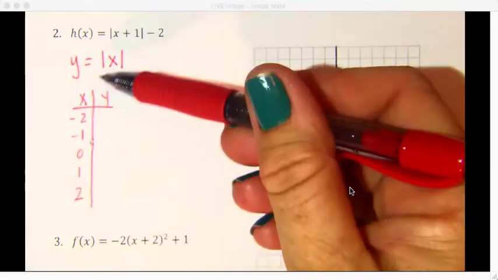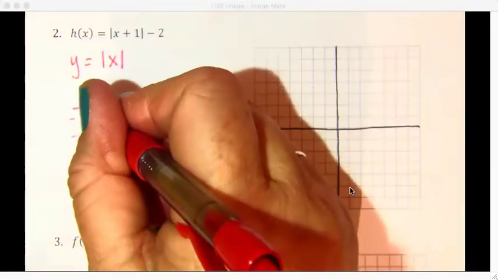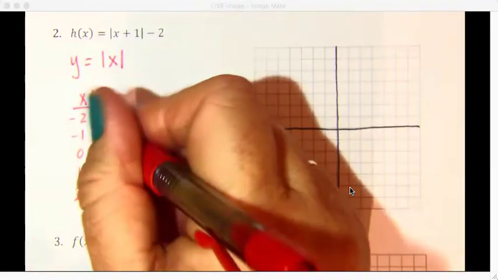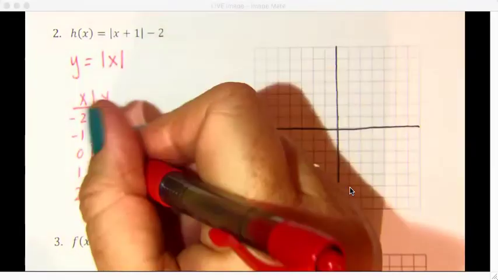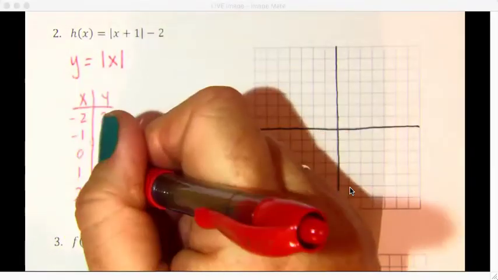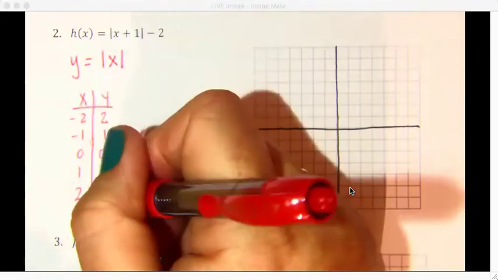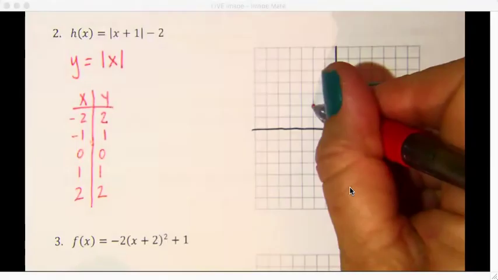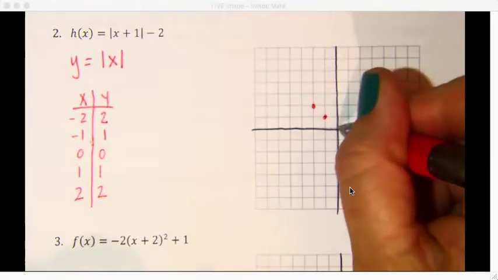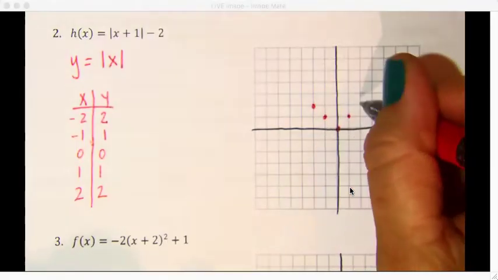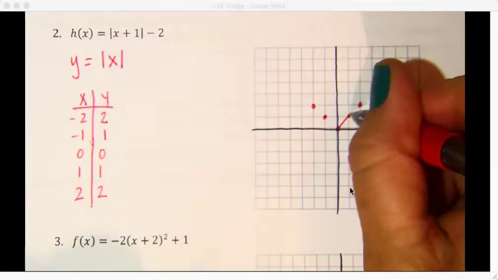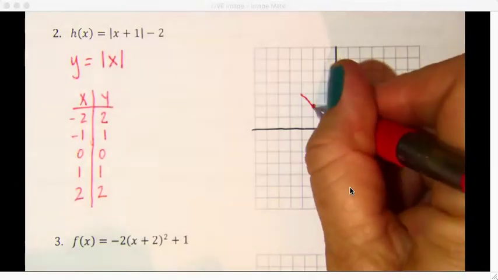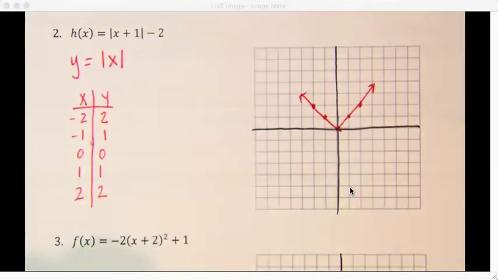And if I plug in -2, the absolute value of -2 is 2. The absolute value of -1 is 1. Absolute value of 0 is 0. Absolute value of 1 is 1. Absolute value of 2 is 2. And I can plot those points. (-2, 2), (-1, 1), (0, 0), (1, 1), and (2, 2). And I can draw my graph that way.